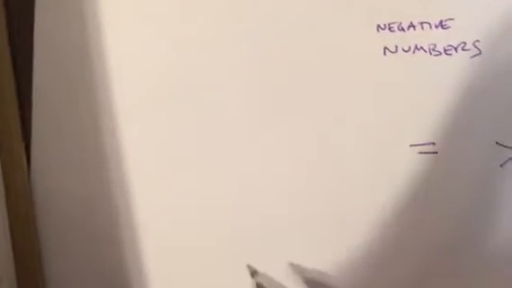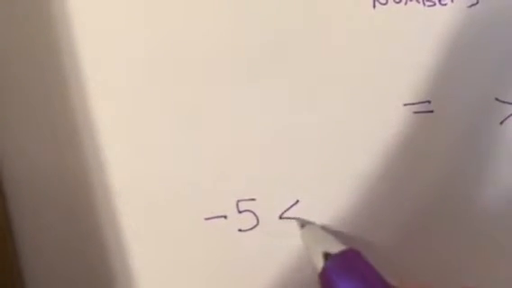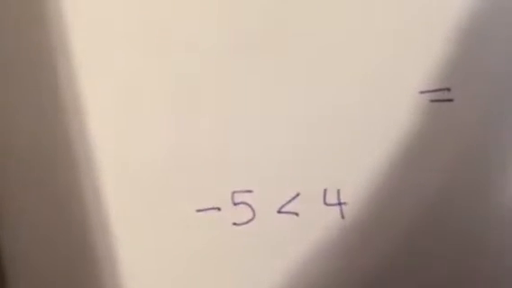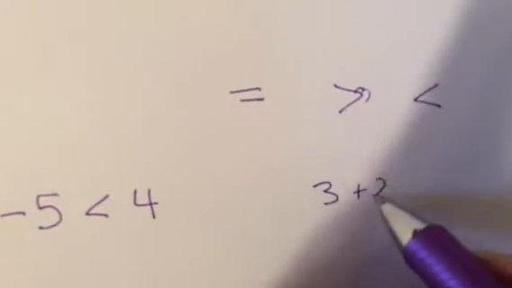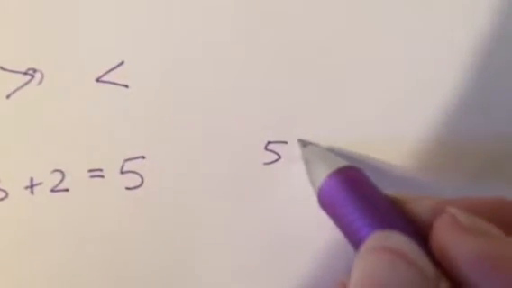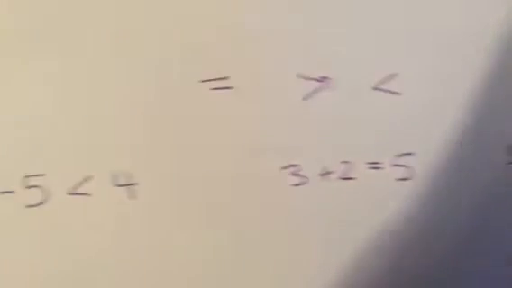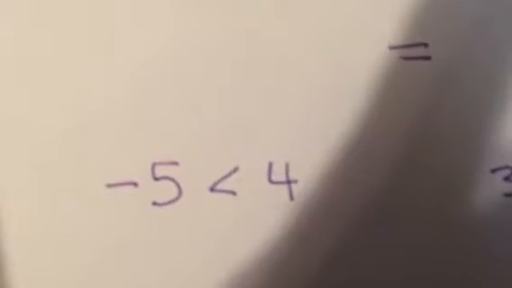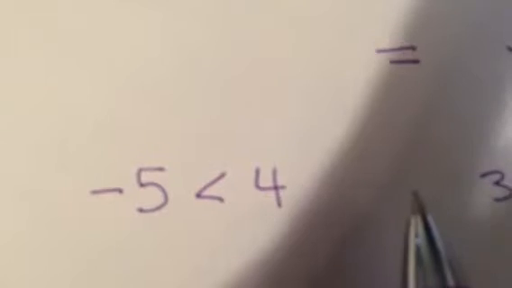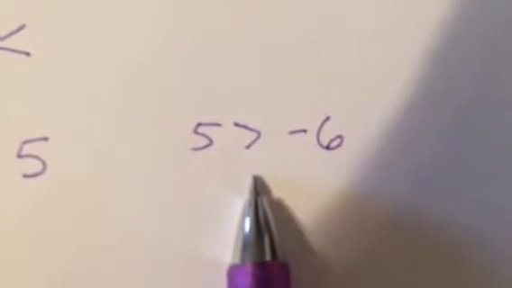So here we have an example. First I'm going to read this expression from left to right. It is -5 is less than 4. And 3 plus 2 equals 5. And 5 is greater than negative 6. Now I'll read the same comparisons by reading the right side first and then the left side. 4 is greater than negative 5. 5 equals 3 plus 2. Negative 6 is less than 5.